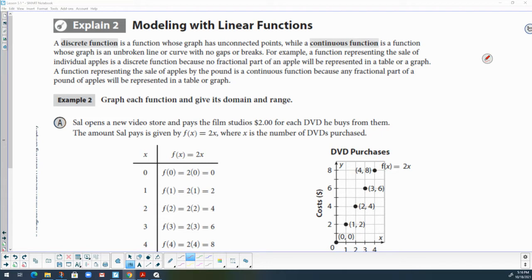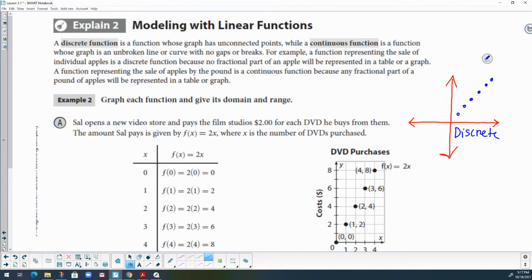A discrete function is a function whose graph has unconnected points. So if I have a graph here, a discrete graph is going to have points, just dots. So it's going to be whole numbers, a whole number input and a whole number output. But a continuous graph is a function whose graph is an unbroken line or curve. So this example here is discrete.